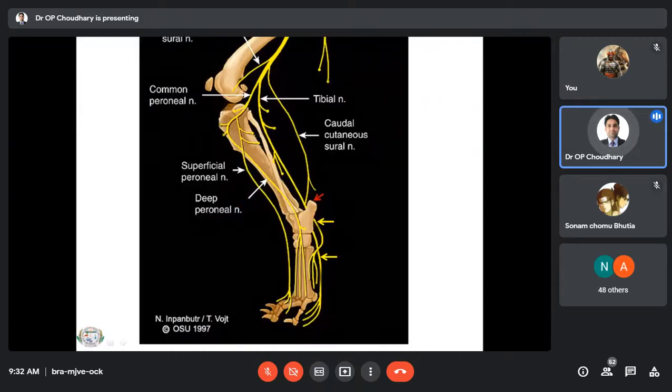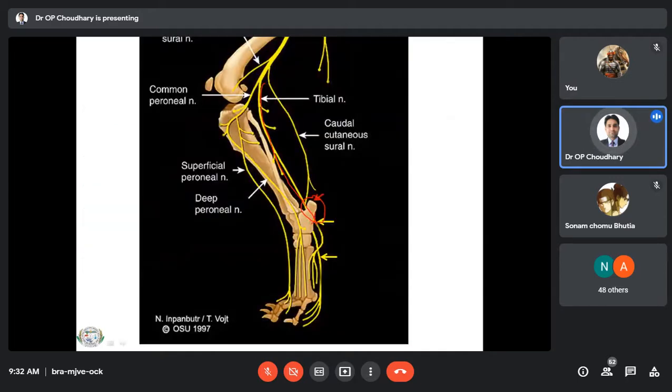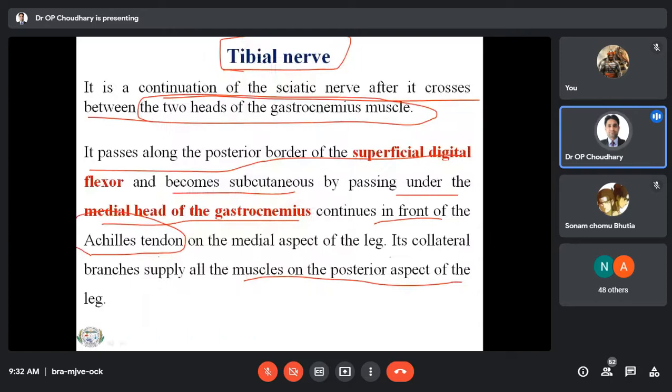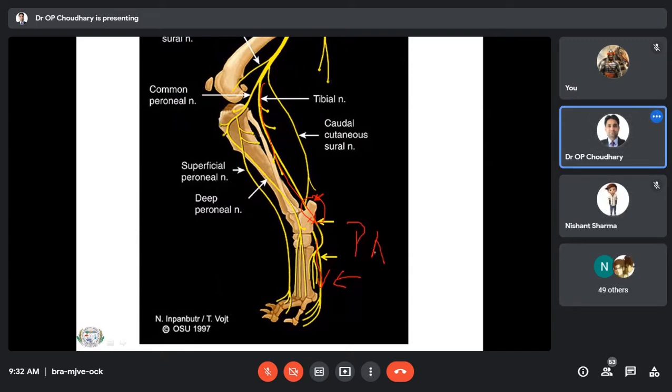Now you can see here, this is the tibial nerve, and this is the hock joint. It gives some collateral branches here to supply the posterior aspect of the leg, and it continues over the plantar aspect of the leg to give the plantar axial and abaxial nerves.